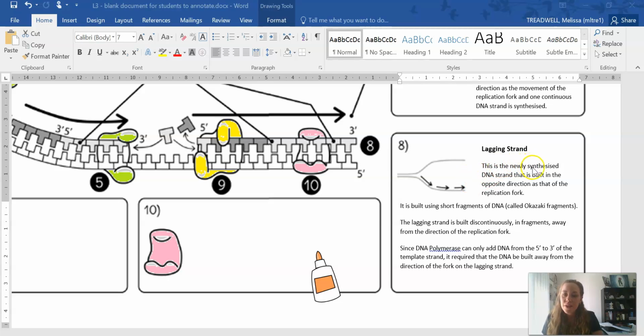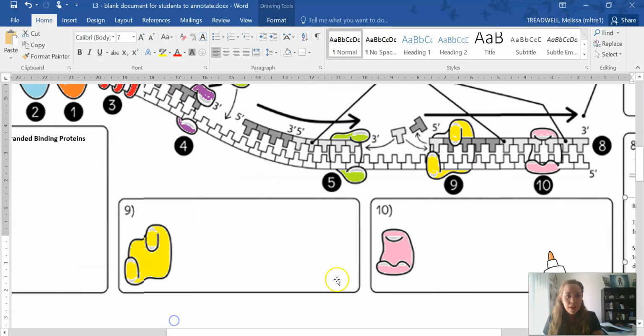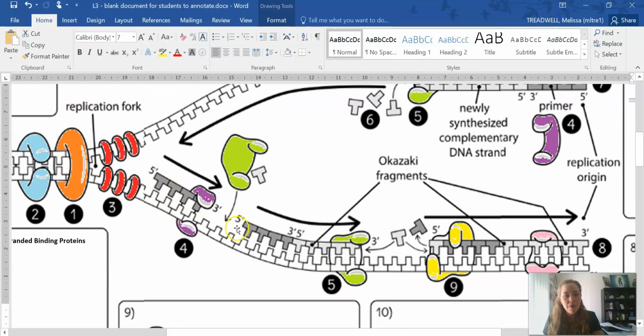So it says this is the newly synthesized DNA strand that is built in the opposite direction of the replication fork. So as the fork is going this way, we're building it this way. It is built using short fragments of DNA, and these are called Okazaki fragments. So how can I move my screen? If you can see here, we've got our primer getting built. So like I said, we're building this direction.